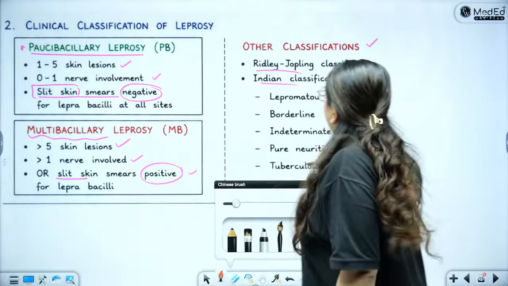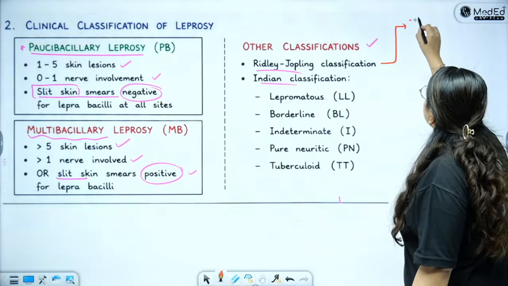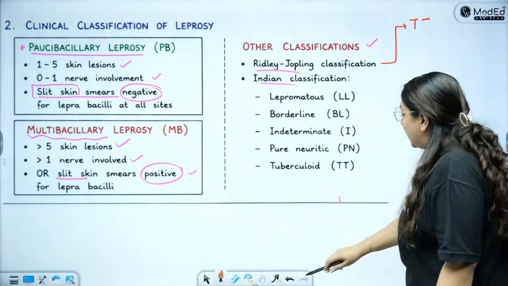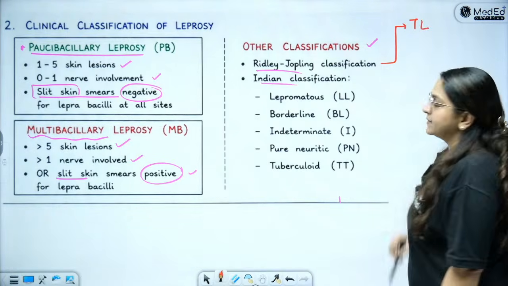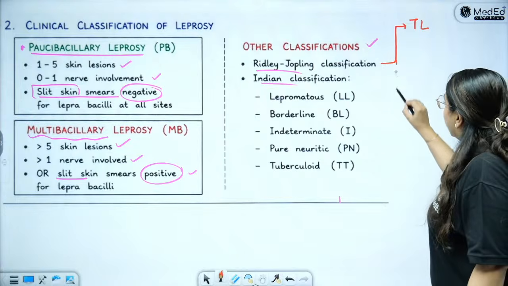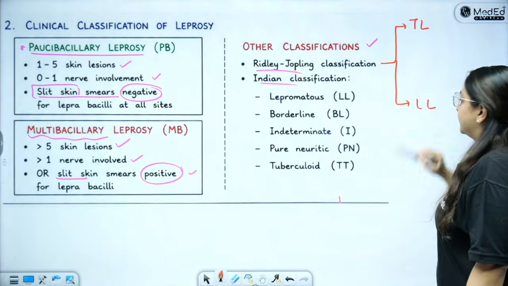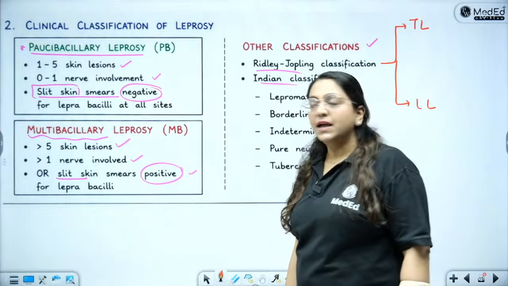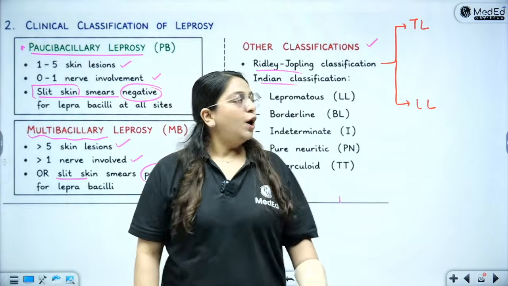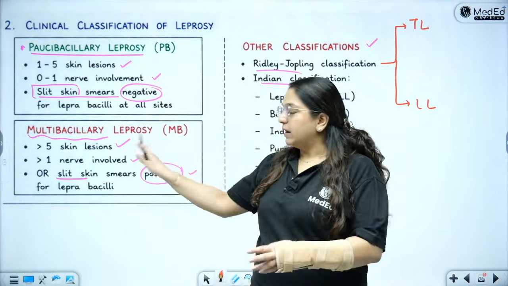Okay. So Ridley-Joplin said that on the one end of the spectrum, there is tuberculoid leprosy, and on the other end, there is lepromatous leprosy. What is tuberculoid leprosy? It is the paucibacillary leprosy. What is lepromatous leprosy? It is the multibacillary leprosy.